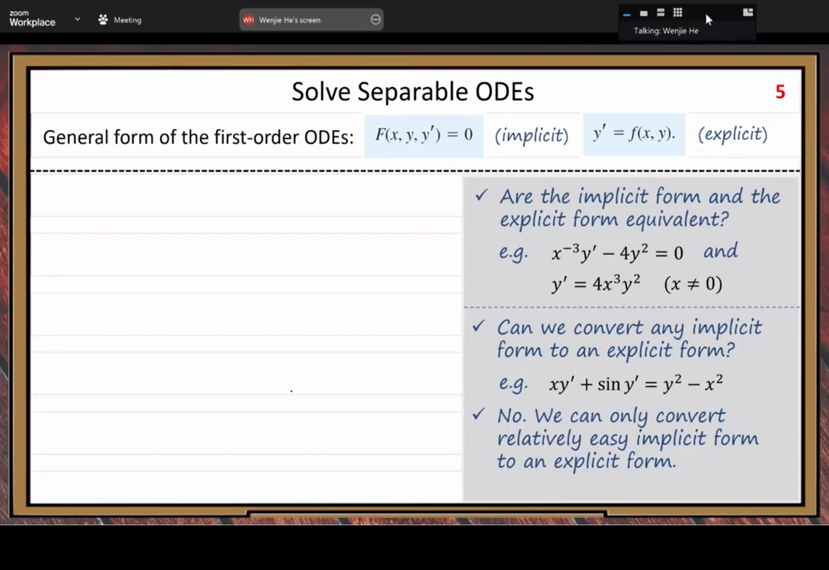Like this one, how can you solve it? What do you mean by solving an ODE? Find a solution. What kind of solution? What is a solution? What is the form of a solution?